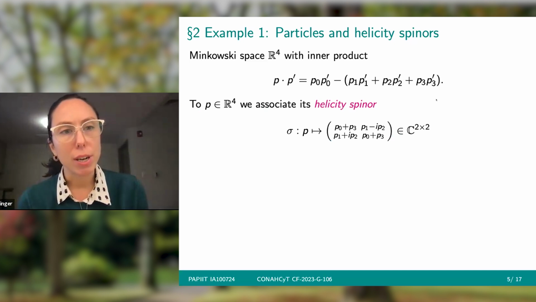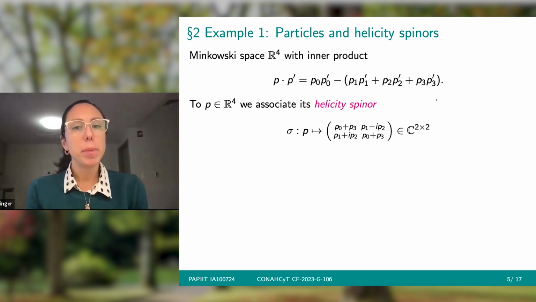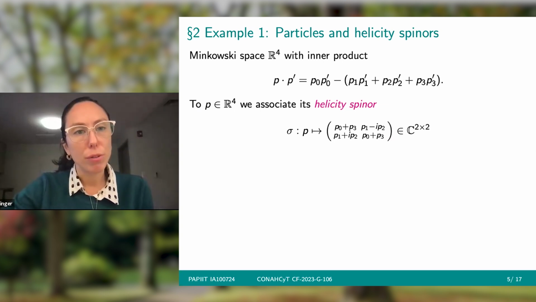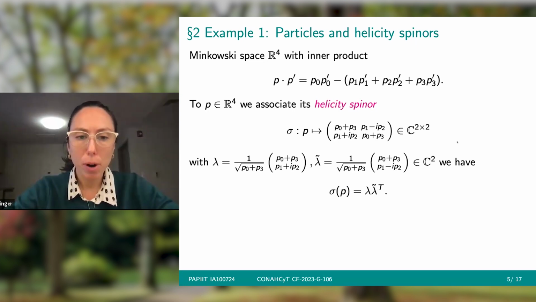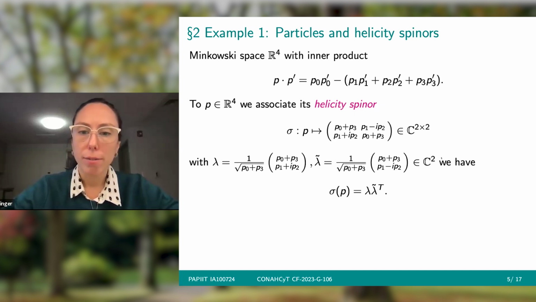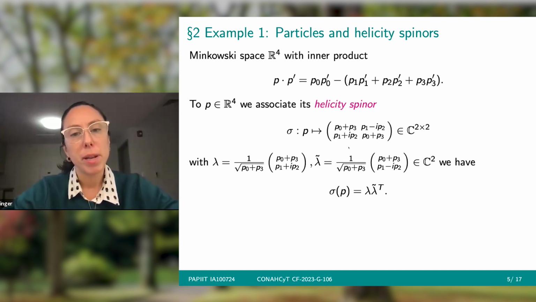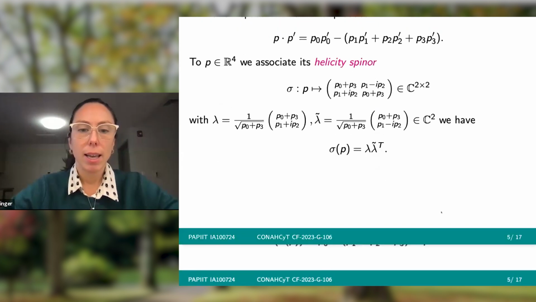And if I take a point in R^4, it would represent a particle, and I can associate with it its helicity spinor. That's a 2x2 complex matrix that I obtain from the coordinates p0 up to p3 in the following form. And it has the interesting property that the matrix on the right decomposes. I can write it as a product of 2 vectors with complex entries, and these are the vectors lambda, lambda tilde. So this matrix you see on the right, I can recover it from lambda and lambda tilde by multiplying lambda with lambda tilde transpose.